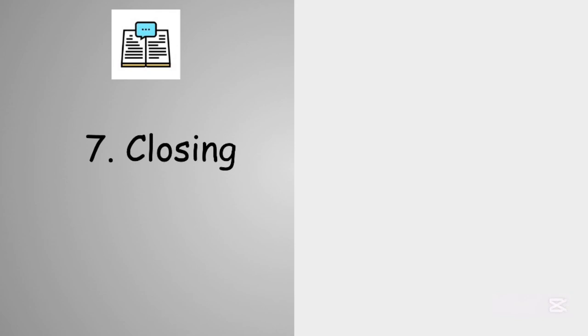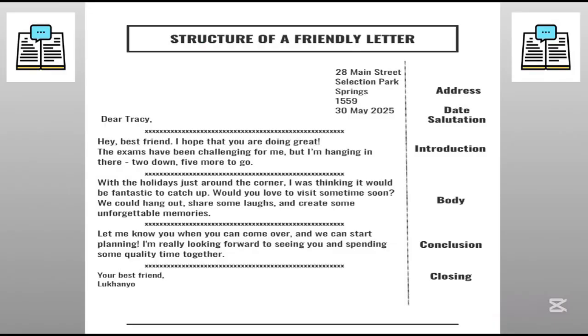Number 7 is your closing. The closing basically tells the reader who the letter is from. So you can write your friend and then you write your name underneath. Remember, it depends on who you are writing to. So if you are writing to your mom, your dad, obviously you will then say your daughter and then you write your name underneath. Your closing, once again, has to be separate from your conclusion. So you are going to skip a line after a conclusion and then you are going to write your closing.